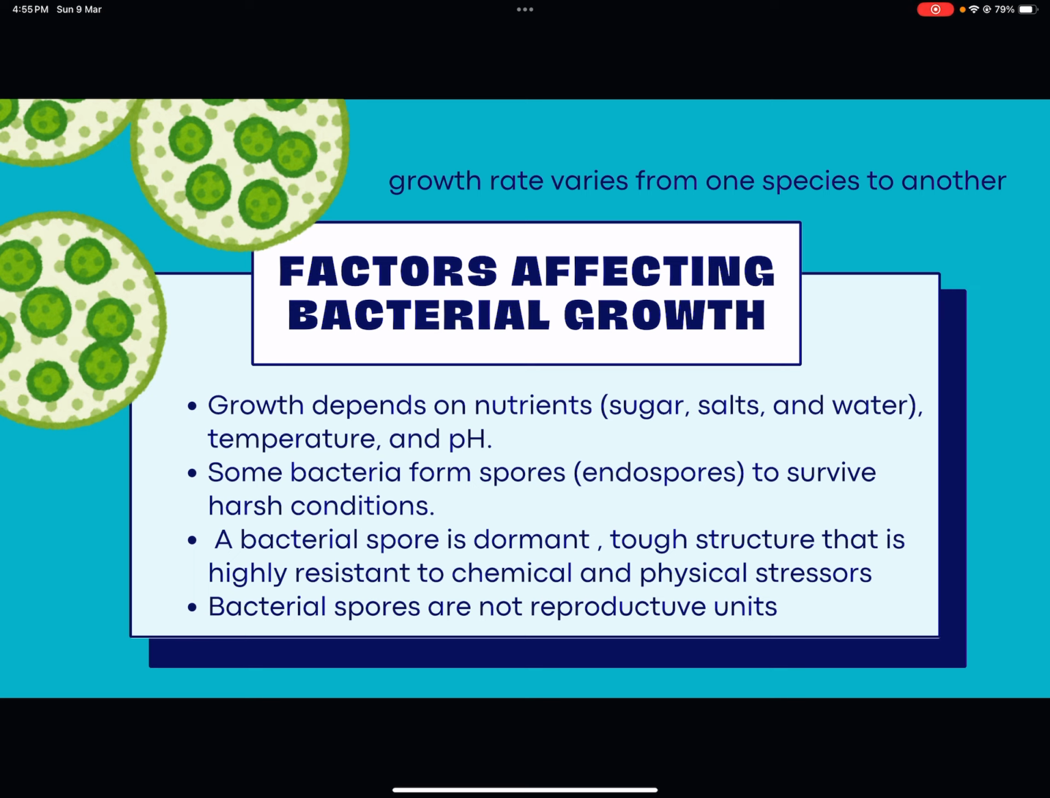Okay? So what is a spore? A spore is basically a dormant, tough structure that is highly resistant to chemical and physical stresses. So as we said, if a bacteria feels it's going into a dark phase, so it's going to have no nutrients, temperature is going to be bad, the bacteria doesn't want to die. So what it does, it converts itself into a spore, and this spore is going to be highly resistant to these stressors. However, there's something important you have to know, that bacterial spores are not reproductive units. Remember, bacteria reproduce through binary fission. Their spores are just in order to survive harsh environments.